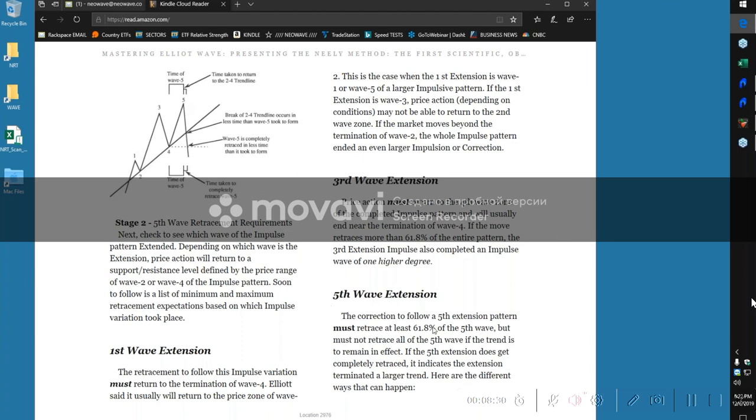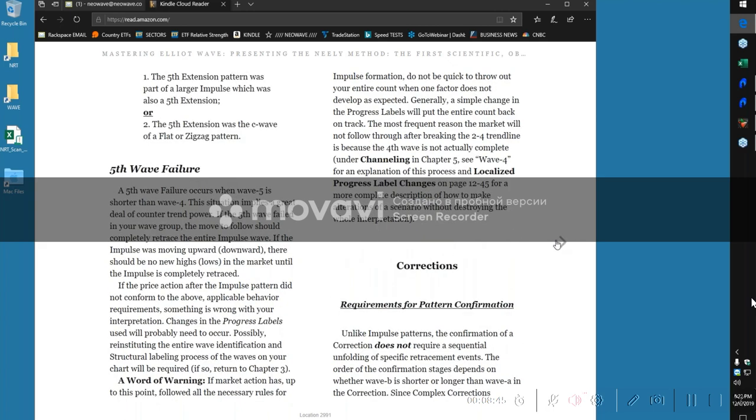It's saying that you want to retrace at least 61%, but unless the 5th wave is the completion of a much larger pattern, you may not get down to the bottom of wave 4 at all before the market recovers and corrects for a while. Okay, if the 5th wave is concluding a much larger pattern, then you're going to retrace all of wave 5 again. If it isn't, then you probably won't.